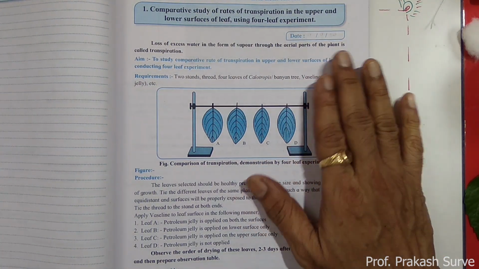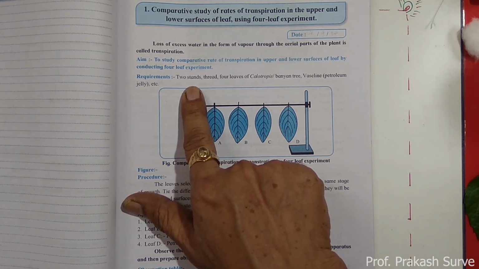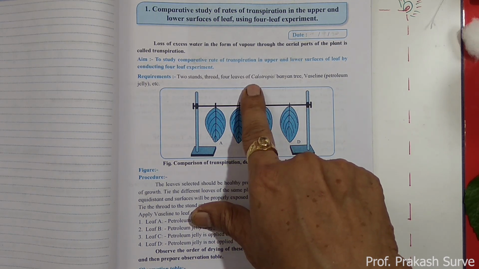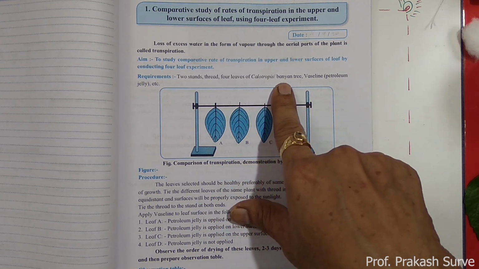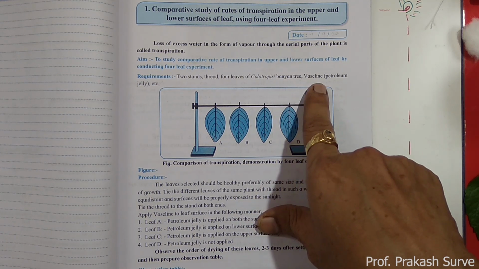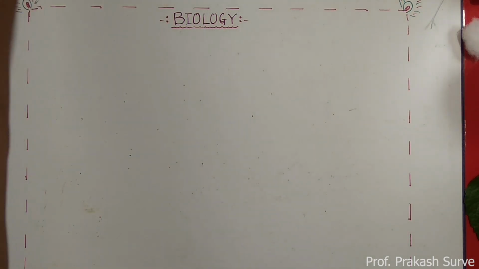Now for this experiment, what are the requirements? Two stands are required, then thread, and four leaves of any plant you can take. Here Calotropis and banyan tree are written, but instead of that we can take the hibiscus leaf also, and Vaseline. So these are the requirements for your transpiration experiment.